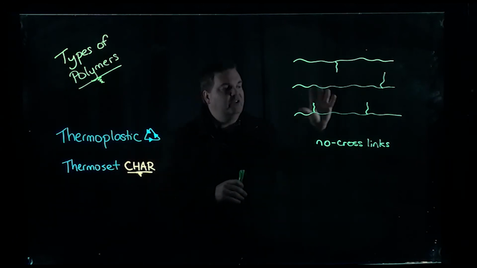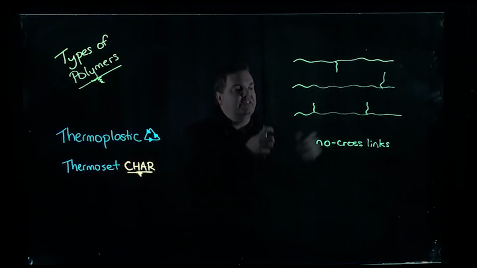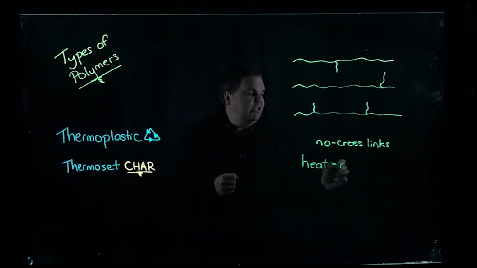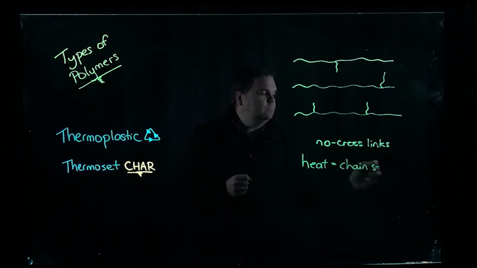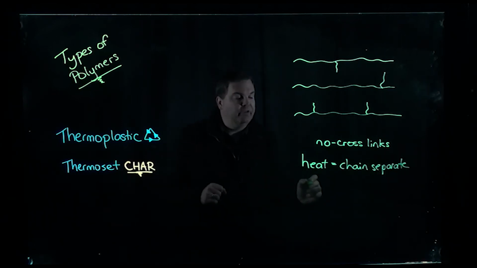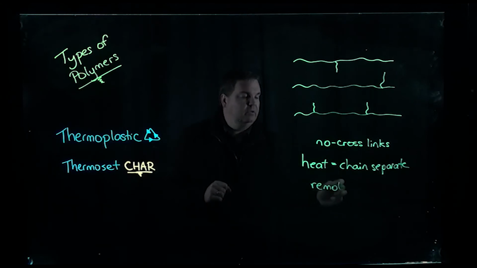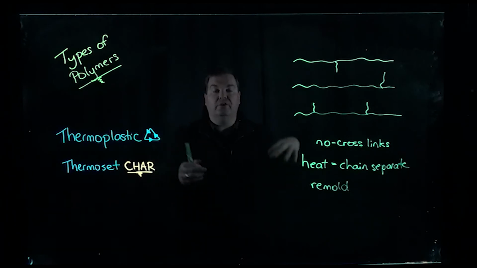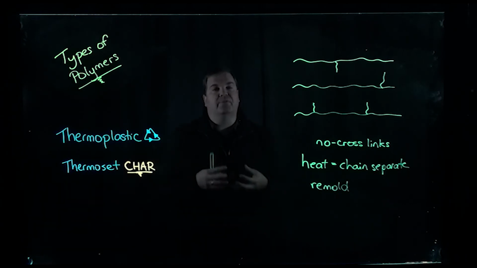What that means is that when you heat these, okay, the chains separate. And what that means is that you can actually then remold it into a different shape. So when this melts, it all becomes very liquid, all right, and you can melt it into a different shape and form. So that's a thermoplastic polymer.